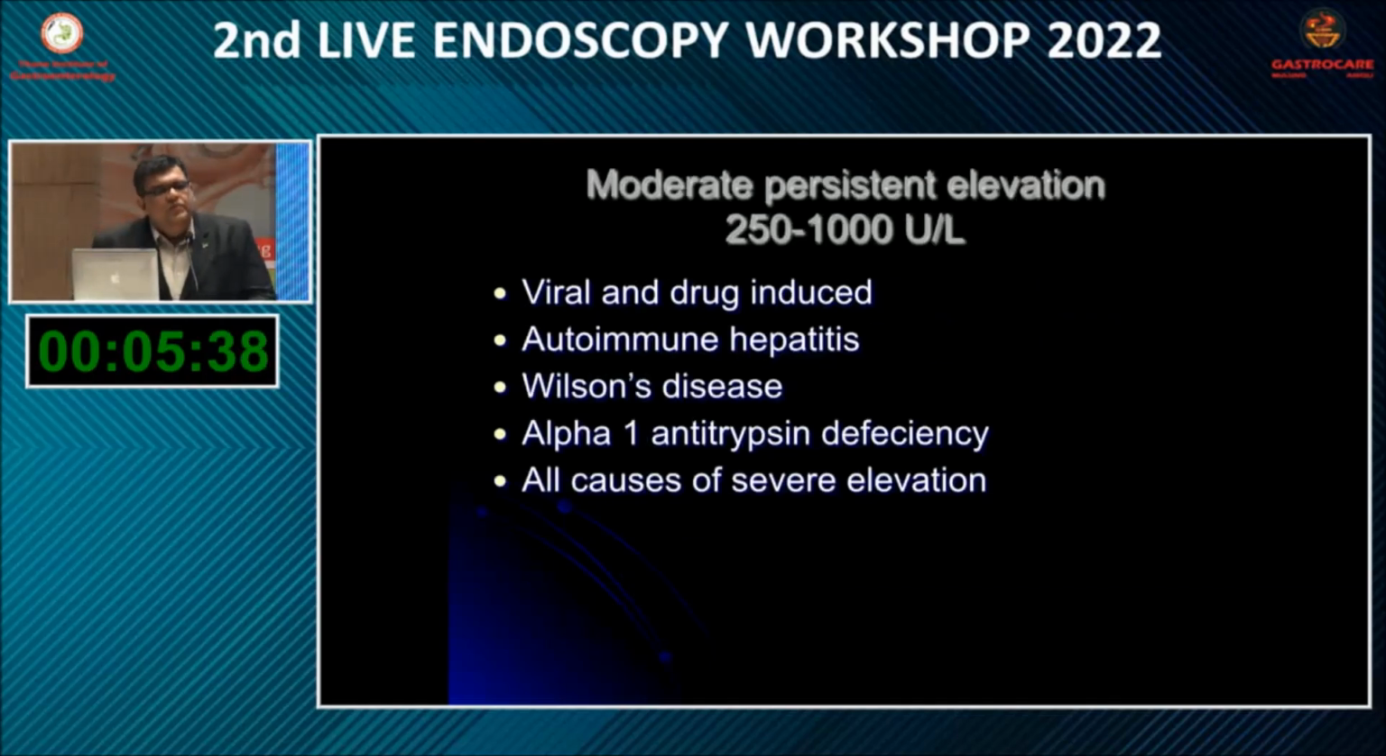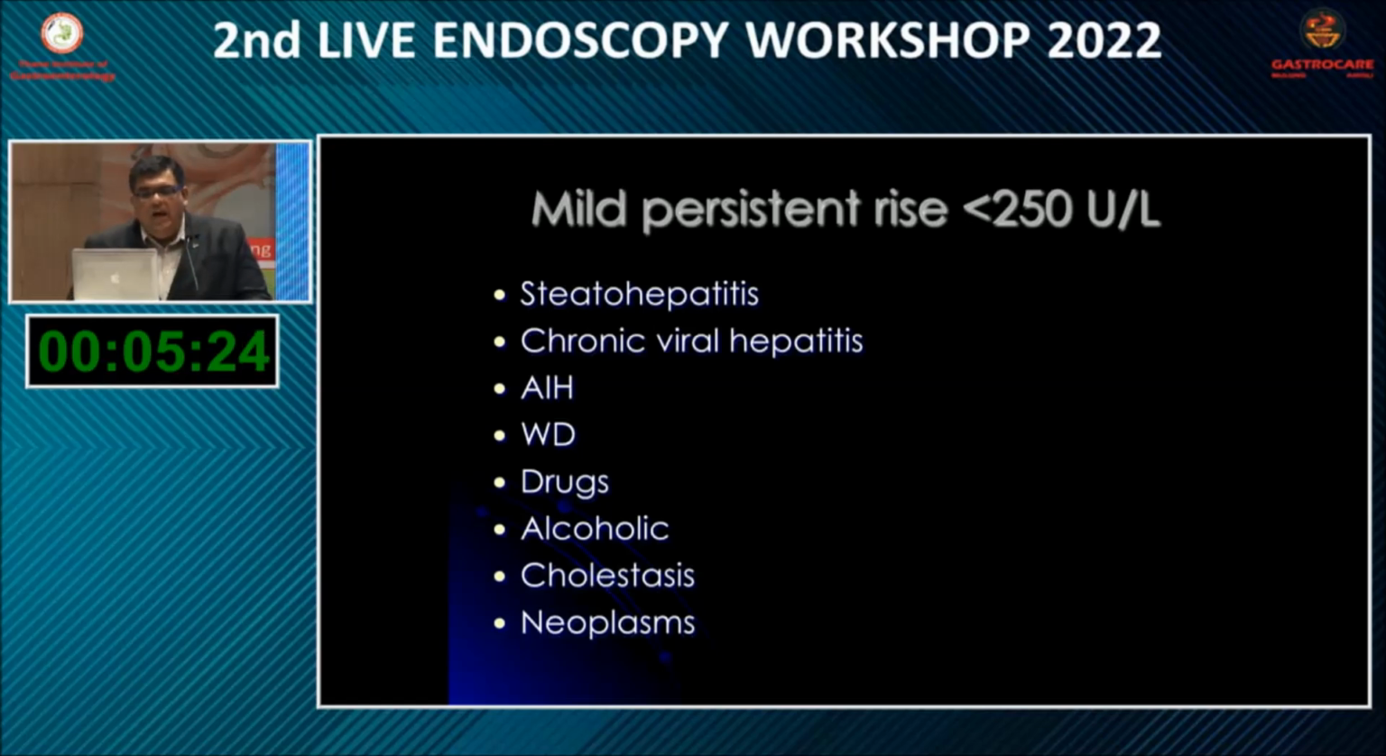Moderate elevation, that is between 250 to 1000, can be because of viral hepatitis, it could be drug-induced hepatitis, autoimmune hepatitis, Wilson's disease, and all the causes of severe elevation can also cause moderate elevation. Mild persistent elevation less than 250. Here you have to think of alcoholic hepatitis. So other than hepatitis B, hepatitis C, and NASH, the 4th cause is alcoholic hepatitis. So these are the 4 commonest causes: Hep B, Hep C, NASH, and alcoholic hepatitis.